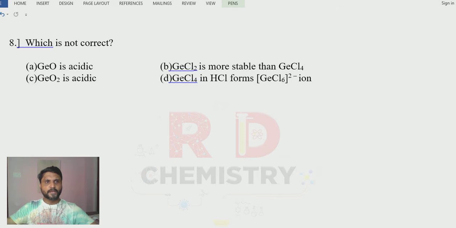Which of the following is not correct about the germanium they have given? Germanium oxide is acidic is correct. Germanium dioxide is also acidic is correct. Okay, now we are left with the two options here.